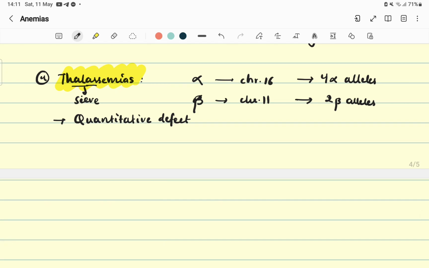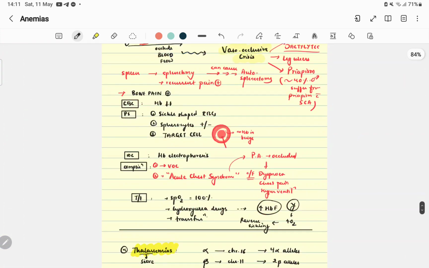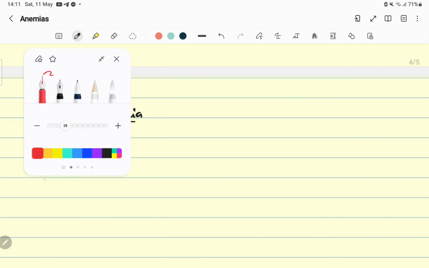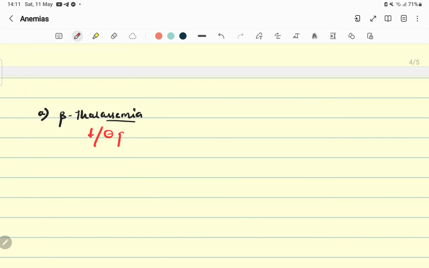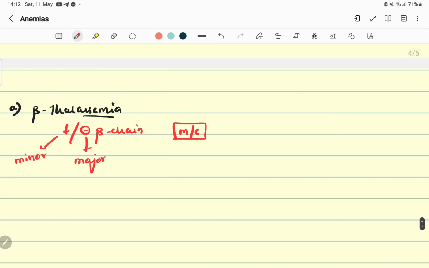So beta thalassemia. Let's first discuss beta thalassemia. Beta thalassemia is basically a reduced or absent beta chain. If there is a reduced beta chain, we call it beta thalassemia minor. If there is an absent beta chain, we call it major. The most common cause, the etiology, is called a splice site mutation.